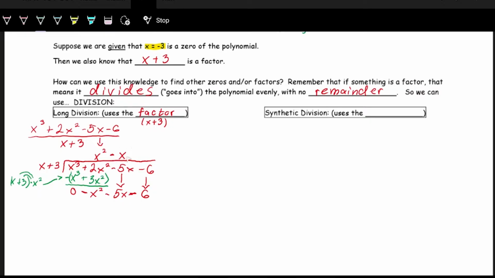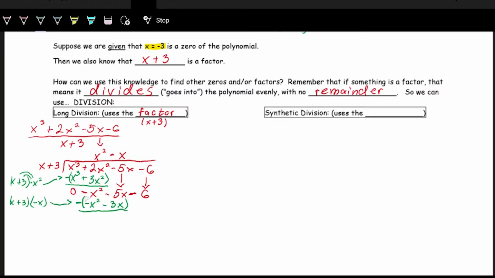So we have to multiply negative x by the entire factor x plus 3. So we have x plus 3 times negative x, and that's what we're subtracting. We're subtracting this entire expression. So distribute the negative x in: you have negative x squared, and then negative x times 3, that's negative 3x.